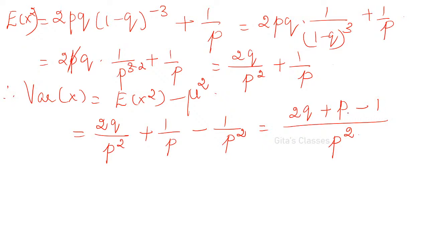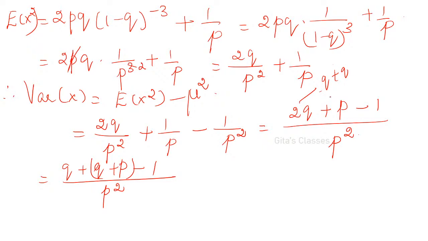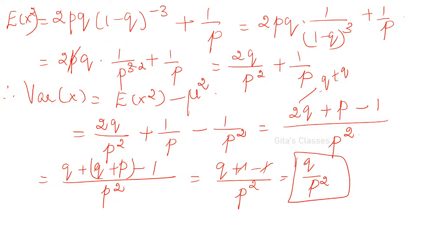Right? This 2q I can write as q plus q, and q plus q is 2q. Okay. So 2q plus p minus 1 divided by p squared. So this p plus q is 1, we know. So q plus 1 minus 1 by p squared. 1 and 1 will get cancelled. So q by p squared is our variance. Mean of geometric distribution is 1 by p and variance of geometric distribution is q by p squared. This is the formula. This is variance and mean is 1 by p.